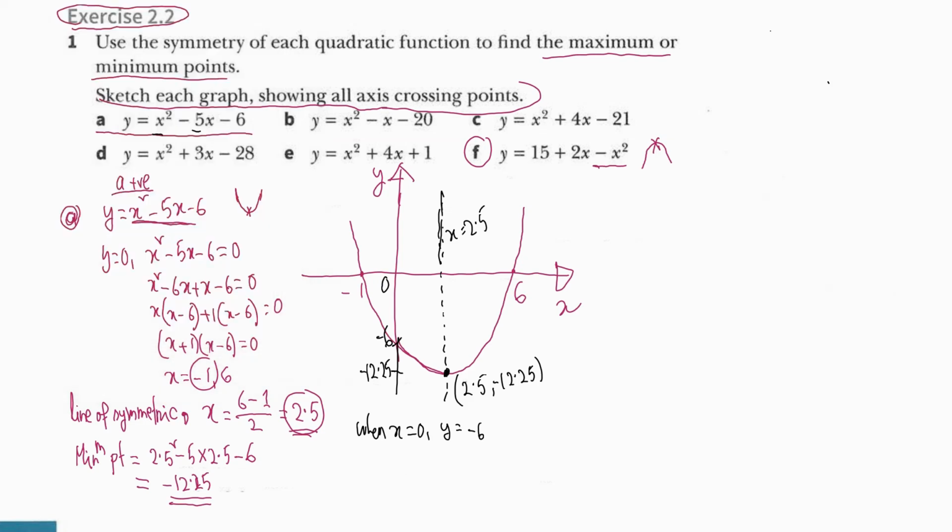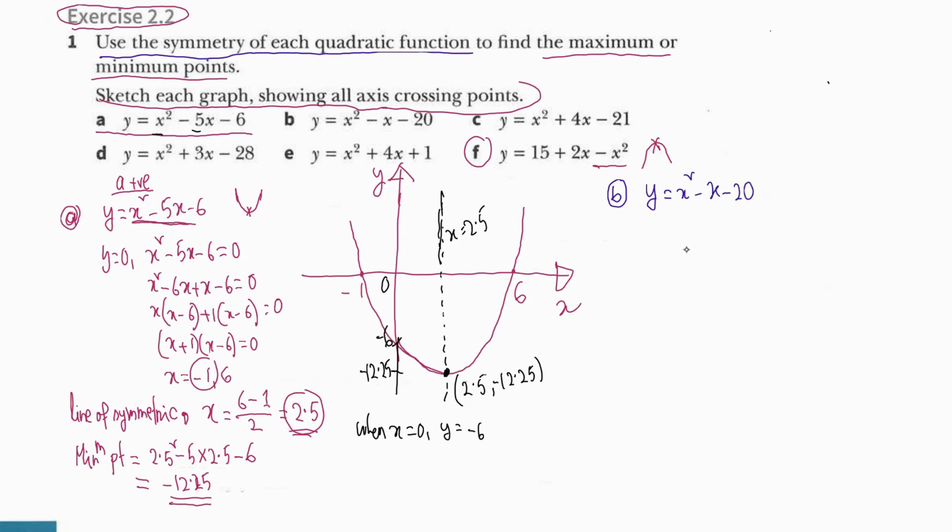Question number B, I'm going to use another color, blue. I'm going to apply a similar method here, rather than doing completing the square. We can use the symmetry of each quadratic function, though we also can do it by completing the square. The line of symmetry we can find easily in one line. Our equation is y equals x squared minus x minus 20.